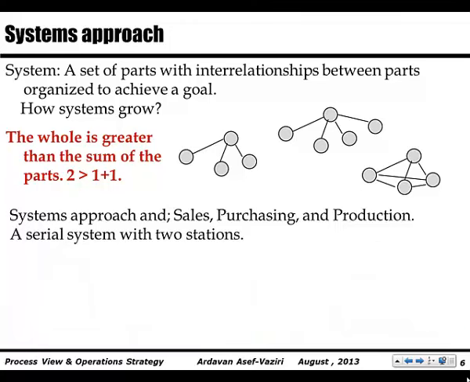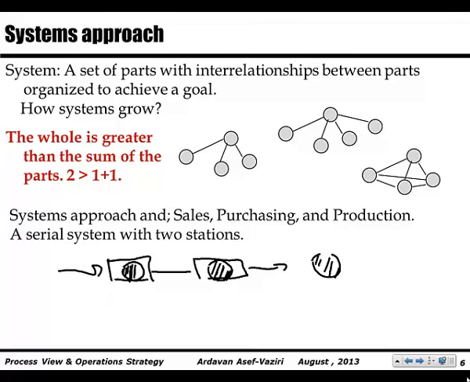Let me give you a second example. Suppose we have two sequential stations. Input comes here at this department. It becomes this product. And at this work center or department, it becomes final product, and we leave the system. Suppose last year production of this work center was 100 and production of this work center was 100 and we produced 100 units of product.